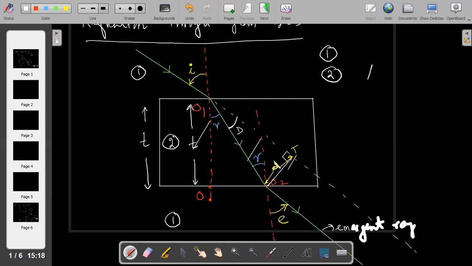What will it be? Mu 1 to 2, meaning 2 with respect to 1, is sin I by sin R. Do you follow this or not?